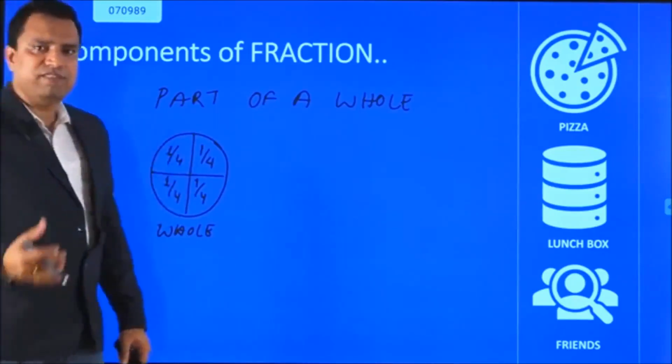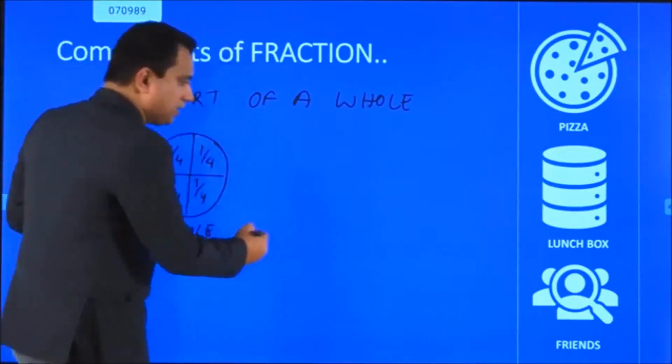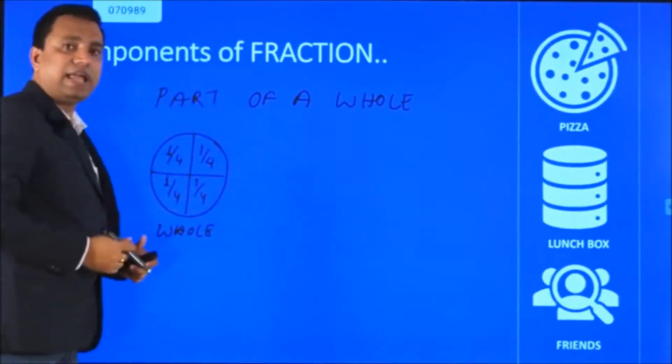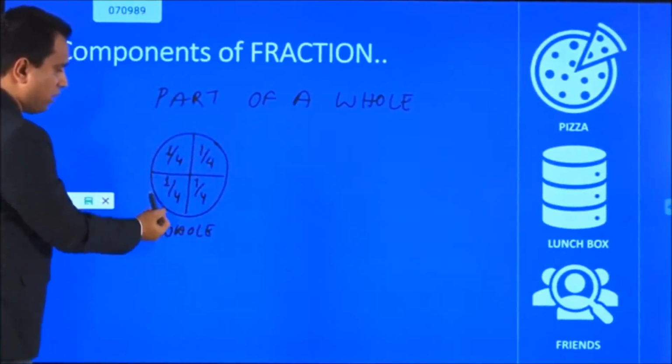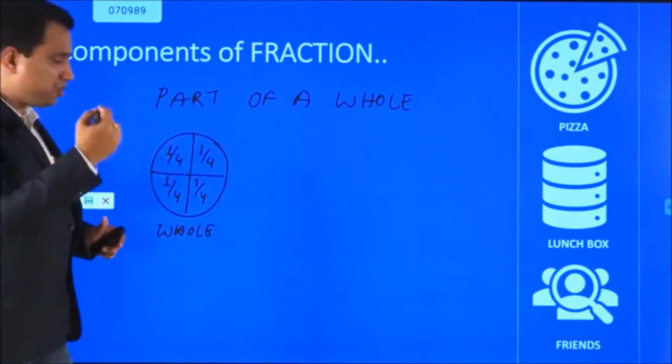So now, when we need to write a fraction, what we need to do is first write the total number of parts of the whole example that we are taking. So in this case, how did we come to 1 by 4, 1 by 4, 1 by 4, and 1 by 4? Let's take another example and try to understand it much better.